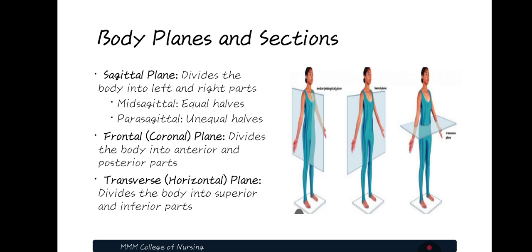Coming to body planes and sections. Sagittal plane divides the body into left and right parts, that is mid-sagittal, equal halves; parasagittal, unequal halves. Frontal, that is coronal plane, divides the body into anterior and posterior parts. Transverse, that is horizontal plane, divides the body into superior and inferior parts.